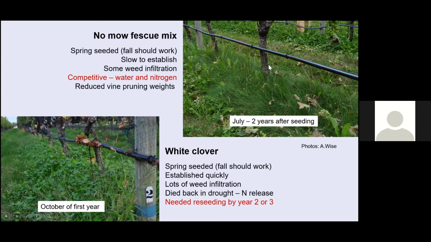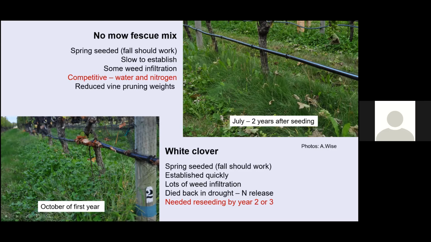It was a no-mow mix, so it stayed fairly short. We didn't have to mow it. But we found it was highly competitive for water and nitrogen. So in drought years, this really was a problem. Even with irrigation, it was kind of hard to overcome the competitive effects of this cover. And it did, in some cases, end up reducing pruning weights.